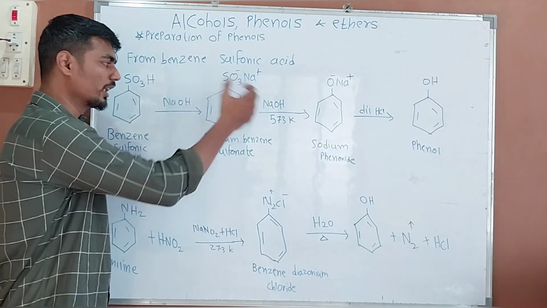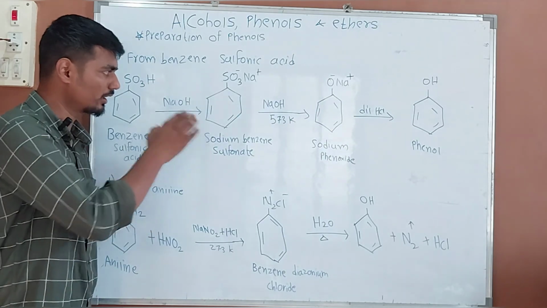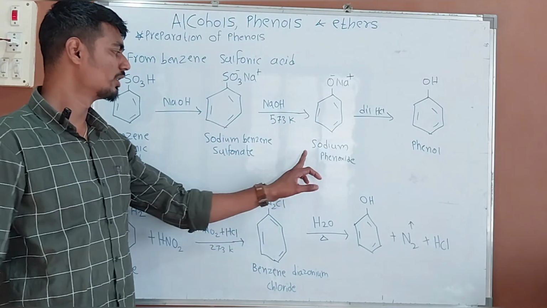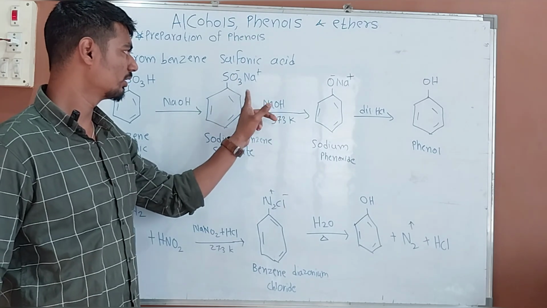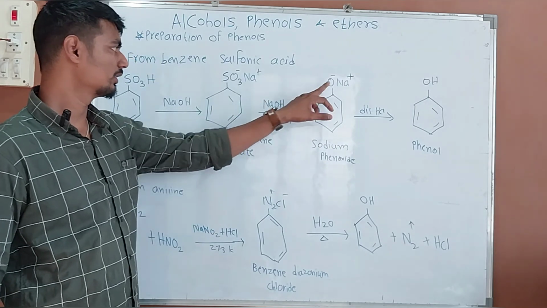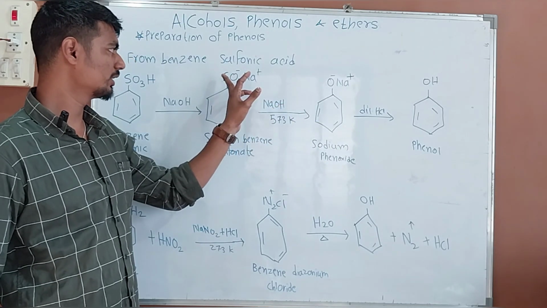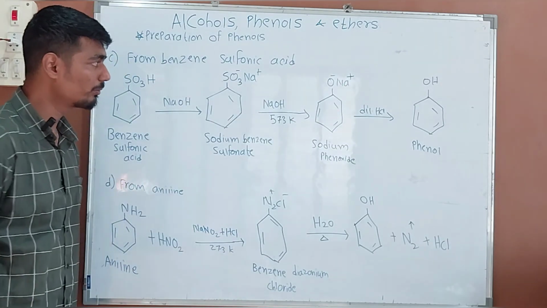Again we are going to add NaOH at 573 Kelvin. So again we are adding the base and we are getting sodium phenoxide. So again SO3 minus and Na plus will be removed from this structure and O minus will shift here, and O minus and Na plus will remain. So what will remain?